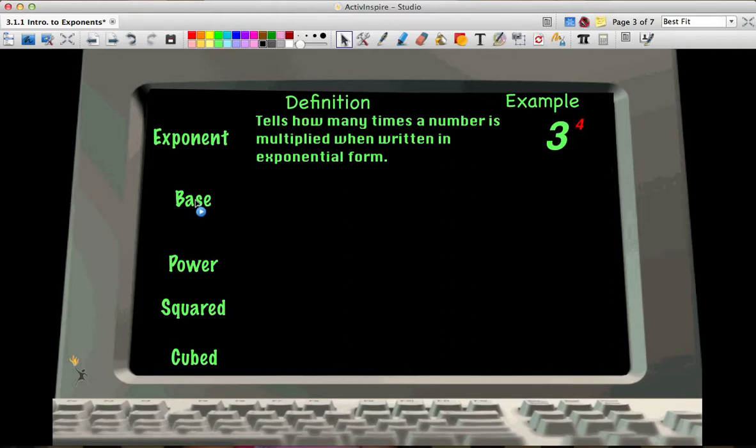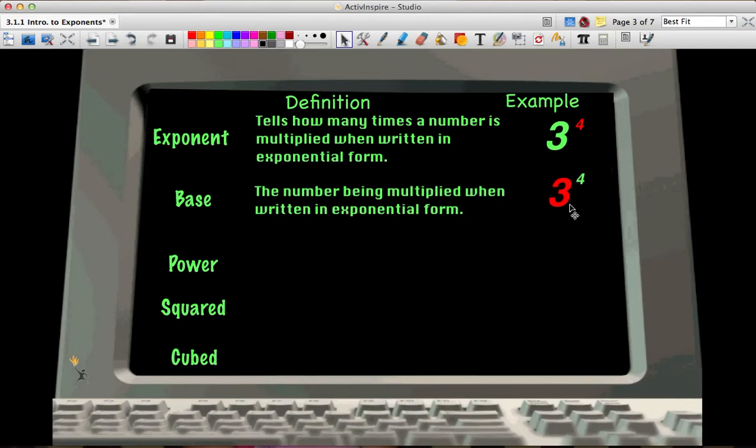The base. The base is the number being multiplied when written in exponential form. So in this case, when you have 3 to the 4th power, 3 is the base number because it's what's being multiplied, and 4 is the exponent.